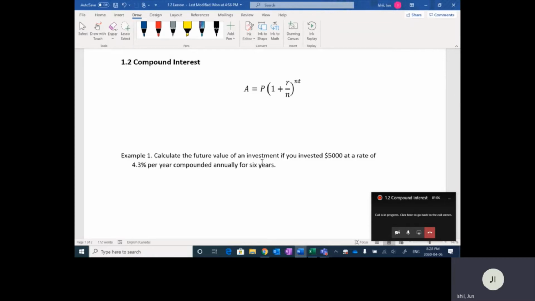So to start off, this is the compound interest formula. Again, the A, just like from the last lesson, stands for accumulated amount, or I would use the word final amount. The P is the principal, so that's the amount that you put in initially. The R is the interest rate.